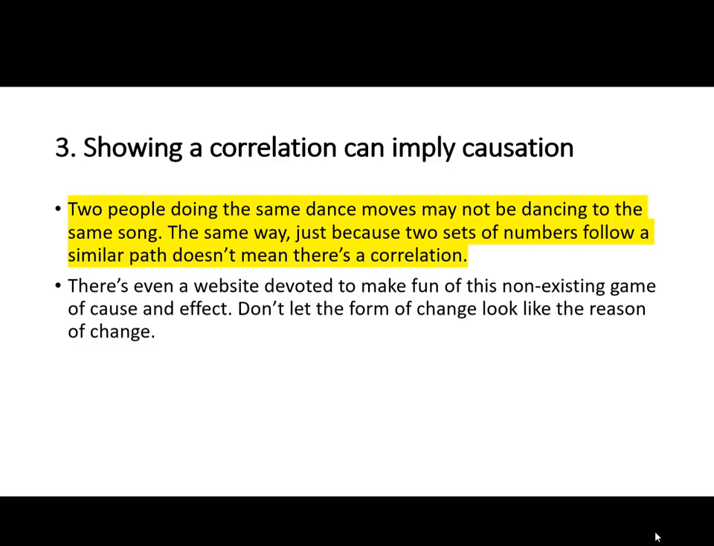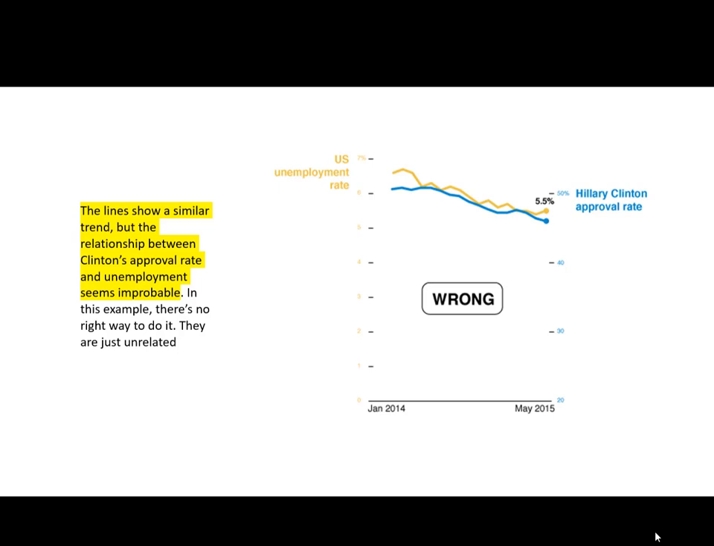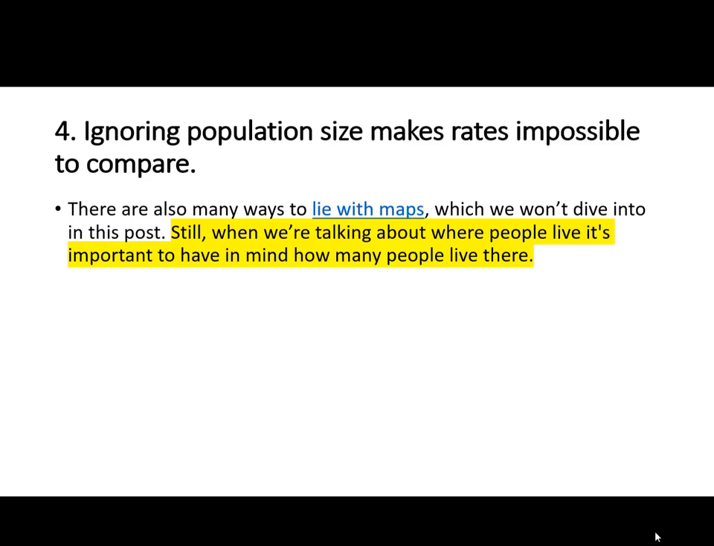The third example is showing a correlation that can imply causation. Two people doing the same dance moves may not be dancing to the same song. I like this quote. In the same way, just because two sets of numbers follow a similar path doesn't mean there is a correlation, like this example here. We are comparing US unemployment rate with Hillary Clinton approval rate. The lines show a similar trend, but the relationship between Clinton's approval rate and unemployment seems improbable. The fourth example, ignoring population size makes rates impossible to compare.